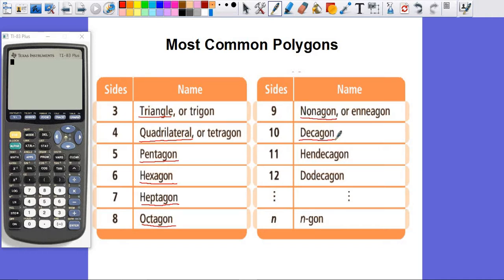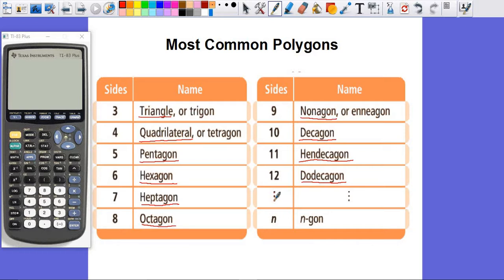An 11-sided figure, even though we very rarely use it, you still need to know it, is a hendecagon. And a 12-sided figure is a dodecagon, all right? Now, you see where it has this ... here. That stands for anything after 12. So anything after 12 we're going to call an n-gon.